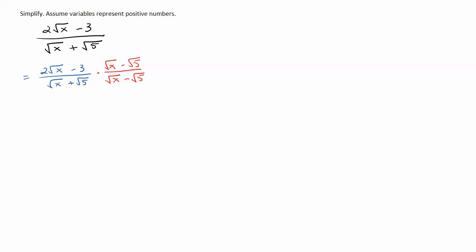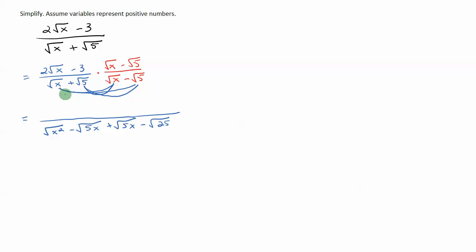Now the multiplication here is a little harder. Let's do the bottom first. I'll take square root of x times square root of x to give me square root of x squared. Square root of x times negative square root of 5 is negative square root of 5x. Then I get a positive square root of 5x. Again, we can see that those are going to cancel. And I get a negative square root of 25.